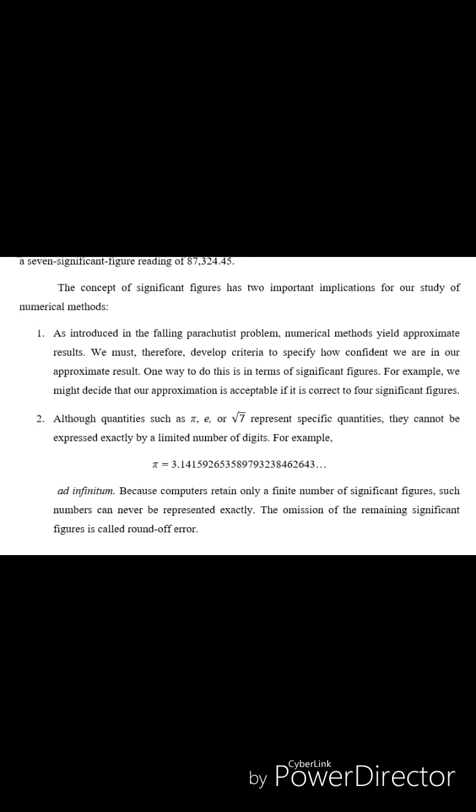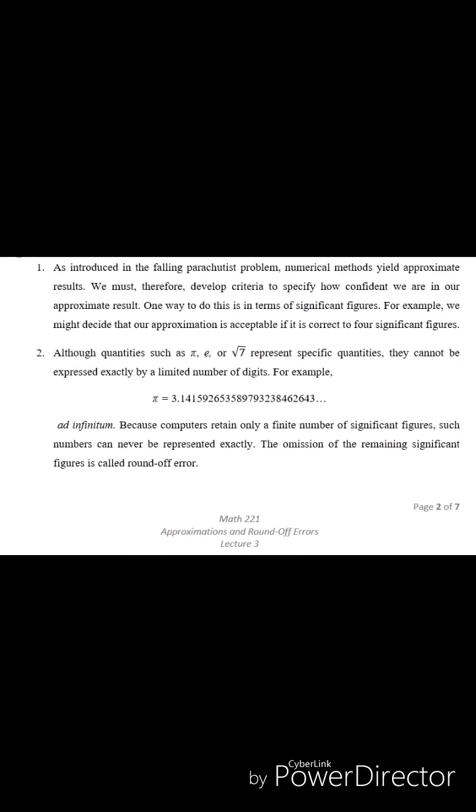Number 2, although quantities such as pi, base e, or square root of 7 represent specific quantities, they cannot be expressed by a limited number of digits. For example, pi is equal to 3.14, and so on and so forth. Because computers retain only a finite number of significant figures, such numbers can never be represented exactly. The omission of the remaining significant figures is called round-off error. So example daw, yung pi, yung e, di ba yung value niya is mahaba. So we cannot easily include all the numbers during our calculation.